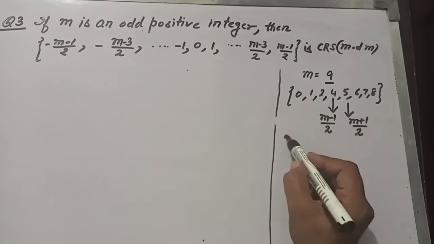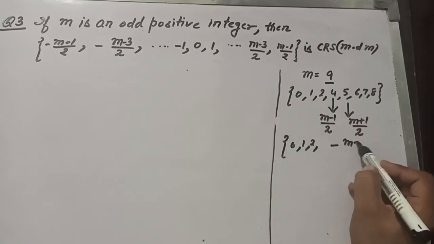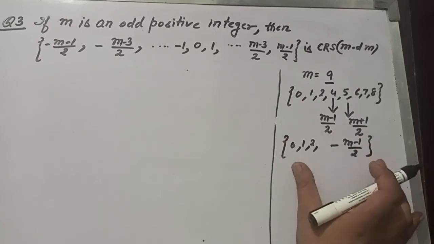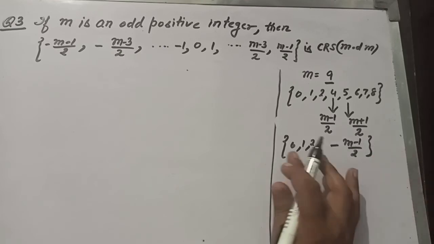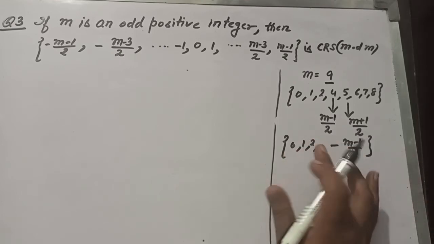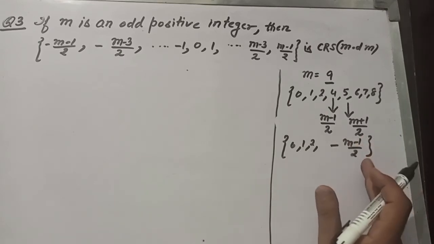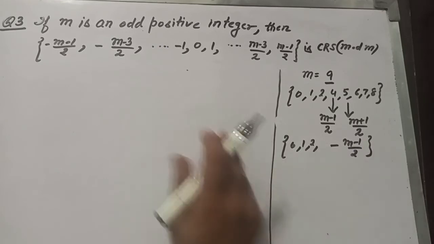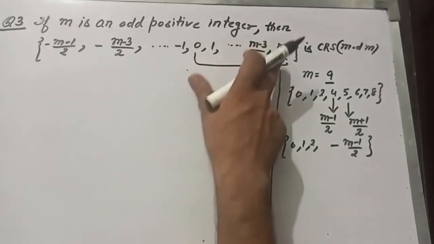So we will choose integers 0, 1, 2 up to (m minus 1) by 2. These integers are definitely less than m, and therefore these are congruent to themselves. 0 is congruent to 0, 1 is congruent to 1, 2 is congruent to 2, and (m minus 1) by 2 is congruent to (m minus 1) by 2.